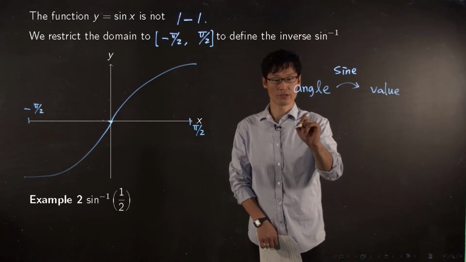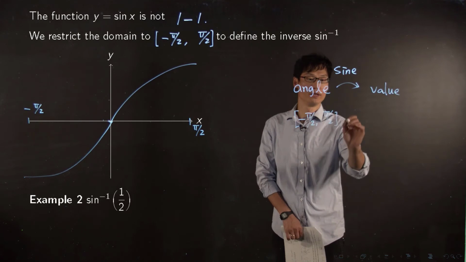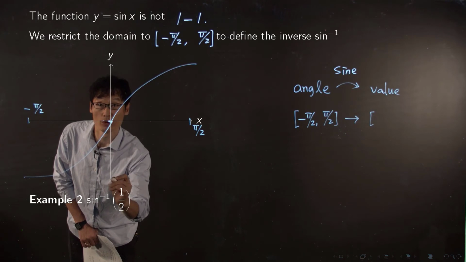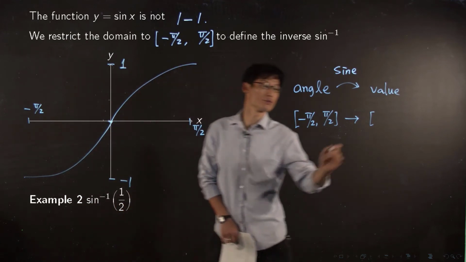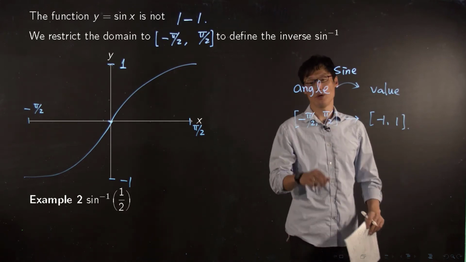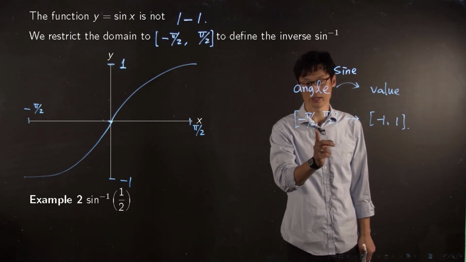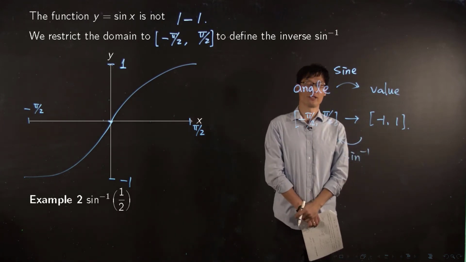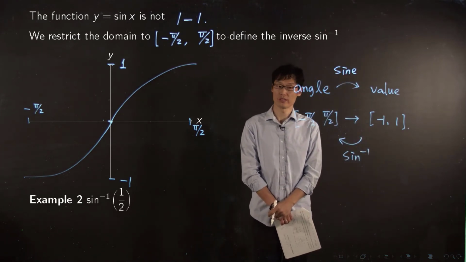So the domain of the sine curve in this case is the restricted interval, and the value can be anything between negative 1 and 1. We are restricting our domain onto this interval so that the sine curve assigns a certain value to any angle. So what the inverse of sine does is to assign an angle to a certain value. That's exactly what it does.